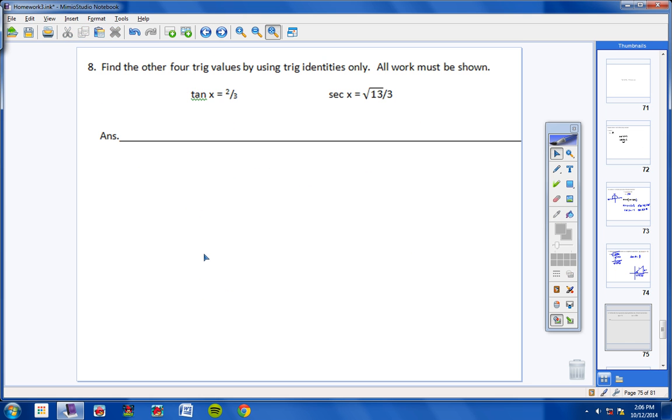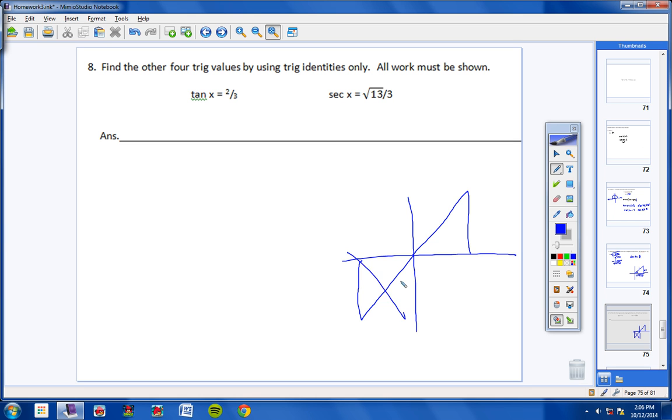Let's continue on. Okay. Find the other 4 trig values by using identities only. Now, remember, first of all, let's see what quadrant we're dealing with. Tangent of a given angle is positive, so that would be here or here. And then secant, which is the reciprocal of cosine, is also positive. So that would not be this angle here. So we're dealing with this quadrant right here.